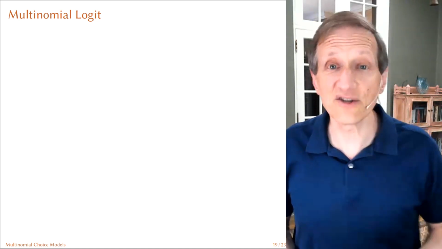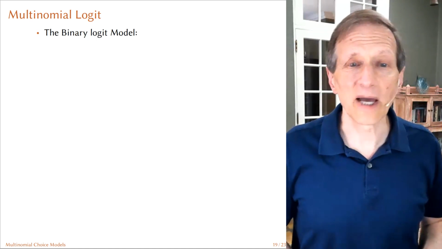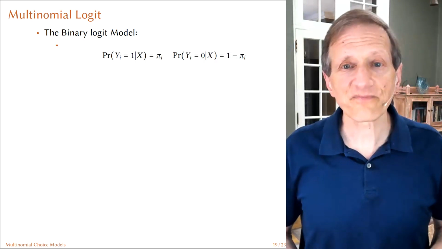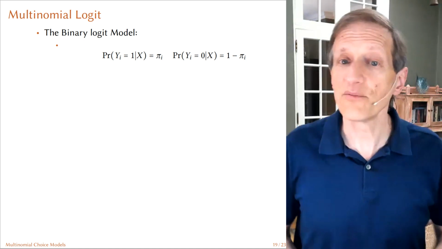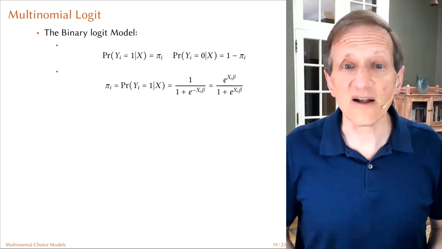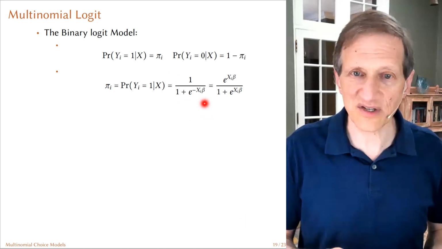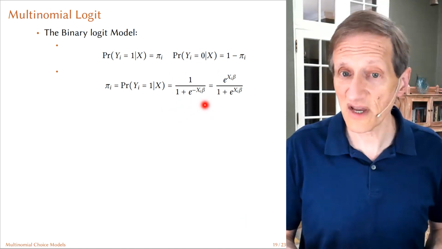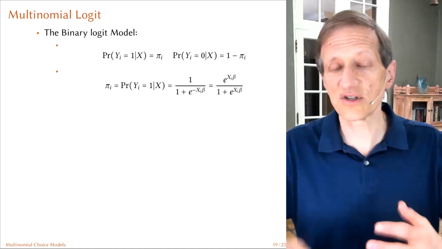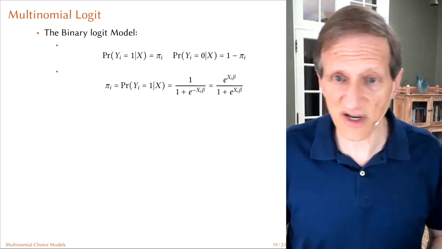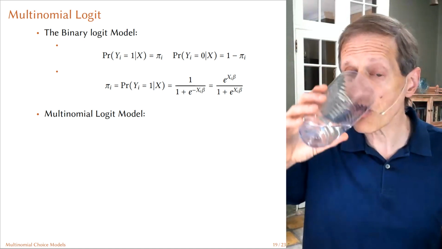Multinomial logit is a lot easier to run, but has some other assumptions. So let's talk about that. The binary logit model, we know from before, probability of y is 1 is pi, probability of y is 0 is 1 minus pi. We can rewrite the logistic functional form. This is the form you've seen, 1 over 1 plus e to the minus x beta. This is also equal to this form. It's just a little bit of algebra to get to the second one. The multinomial logit model uses the second expression.